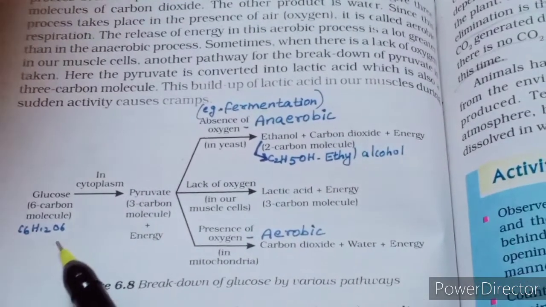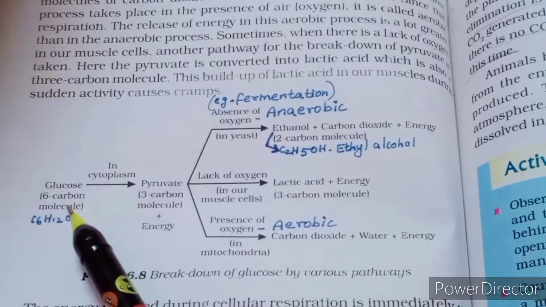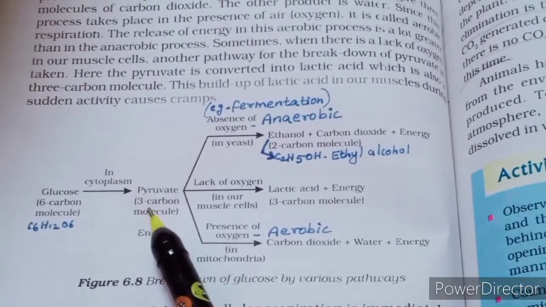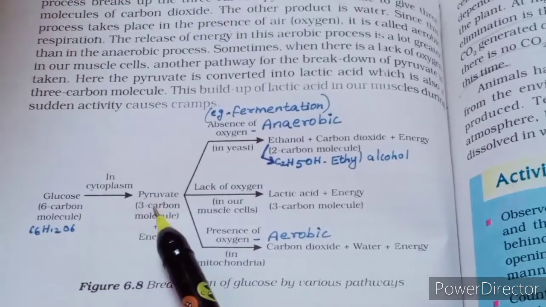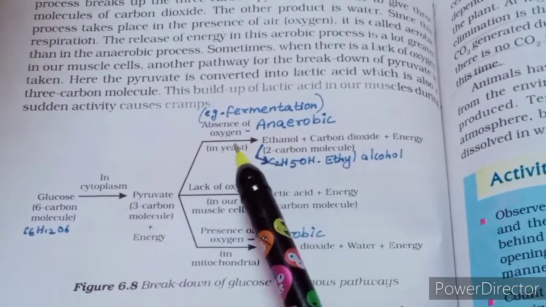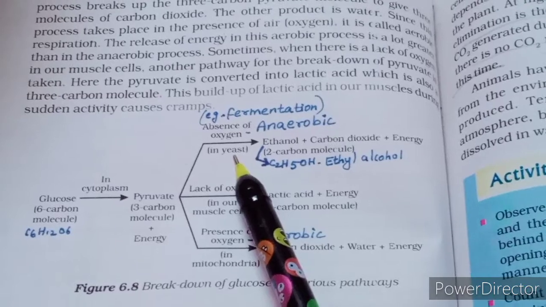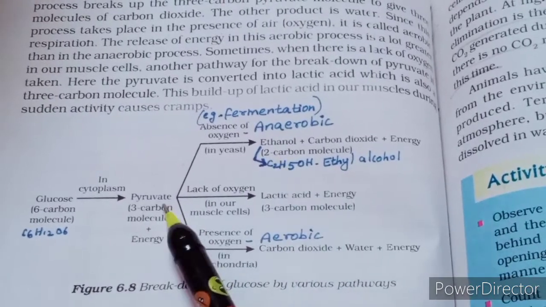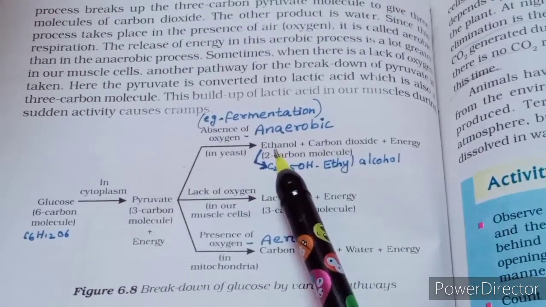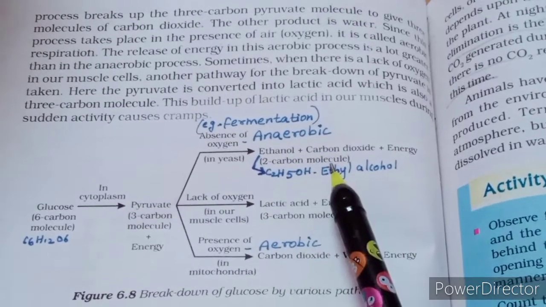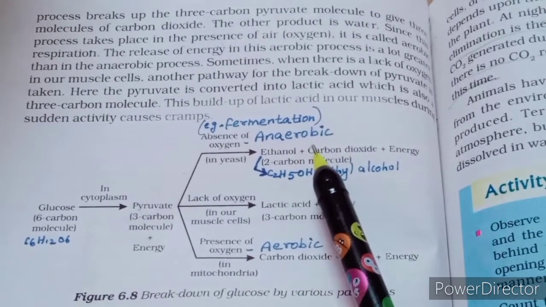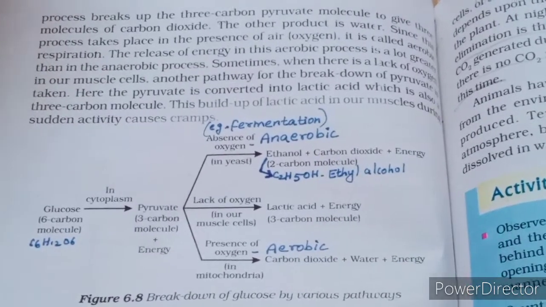So again I am repeating the first step. Glucose, a 6 carbon molecule, is converted into pyruvate, a 3 carbon molecule, plus energy, which takes place in the cytoplasm, and in absence of oxygen, with the help of yeast or some bacteria, it can convert this pyruvate into ethanol or ethyl alcohol, carbon dioxide and energy. It is not completely oxidized, hence it is called the anaerobic mode of respiration.